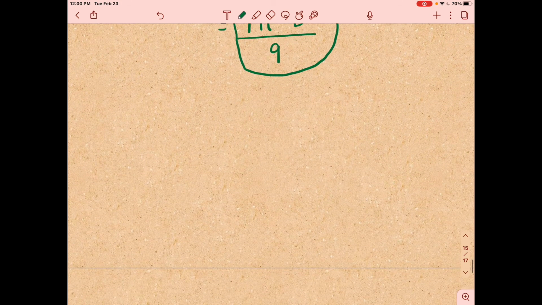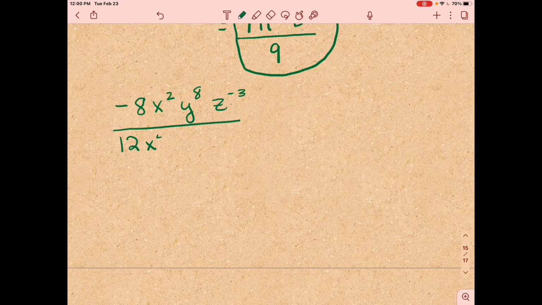All right, let me do something with negatives. Negative 8, x squared, y to the 8th, z to the negative 3, over 12, x to the 4th, y to the negative 7th, z to the 7th. All right, so negative numbers are not the same thing as negative exponents. In this case, I want to think about simplifying the negative 8 over 12. There's no other numbers in the rest of this.